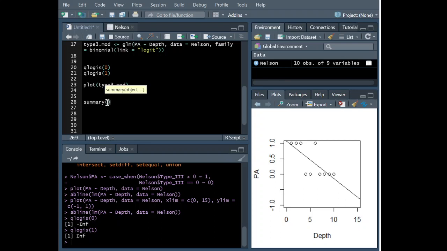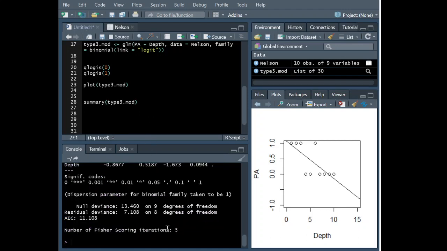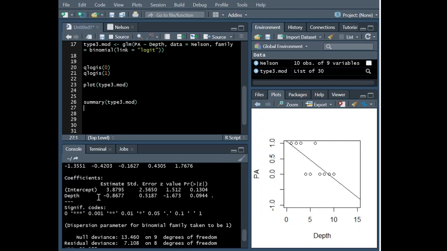And so with our model, type3.mod, we've got it called, we can pull up the summary. And we can see in the summary, again, same as before, all the familiar pieces. We've got our coefficient estimates. We've got the intercept, beta naught, saying that it's 3.87. We've got the depth coefficient, beta 1, saying that it's negative 0.87.